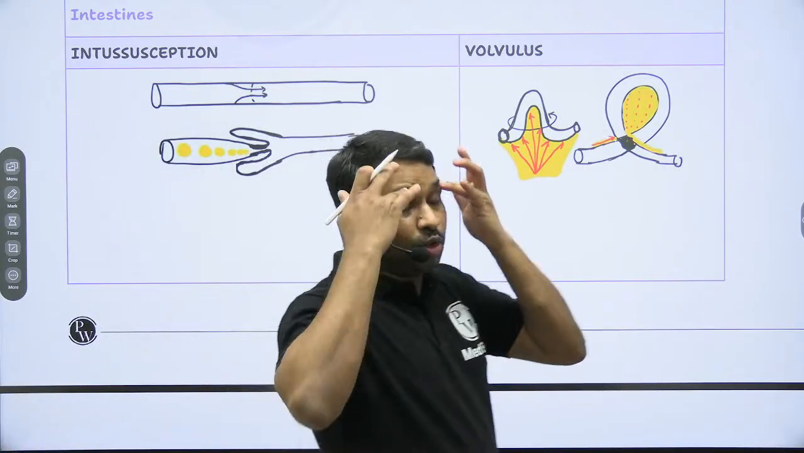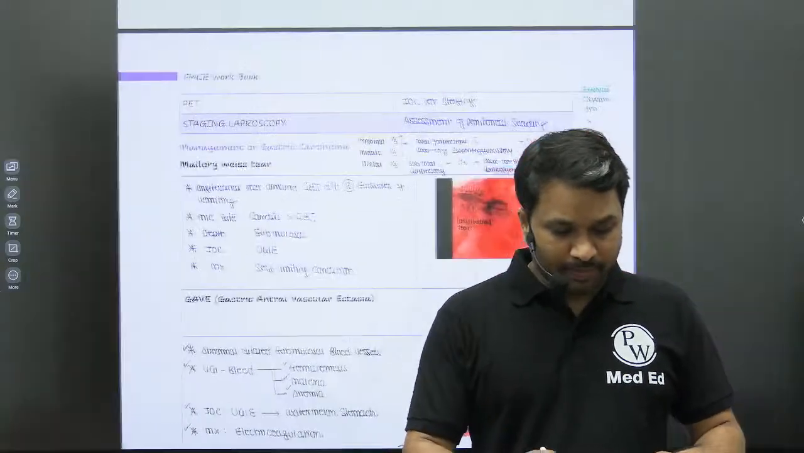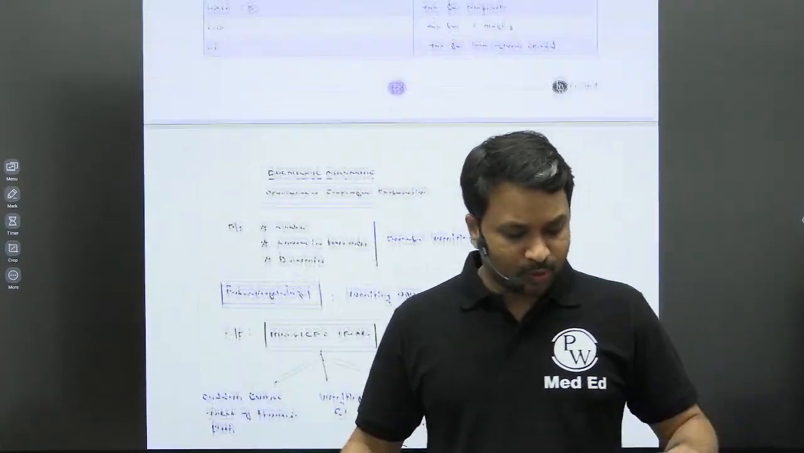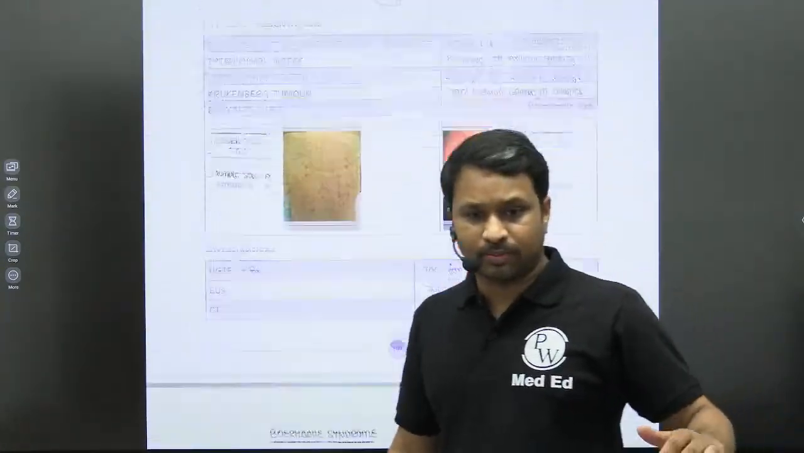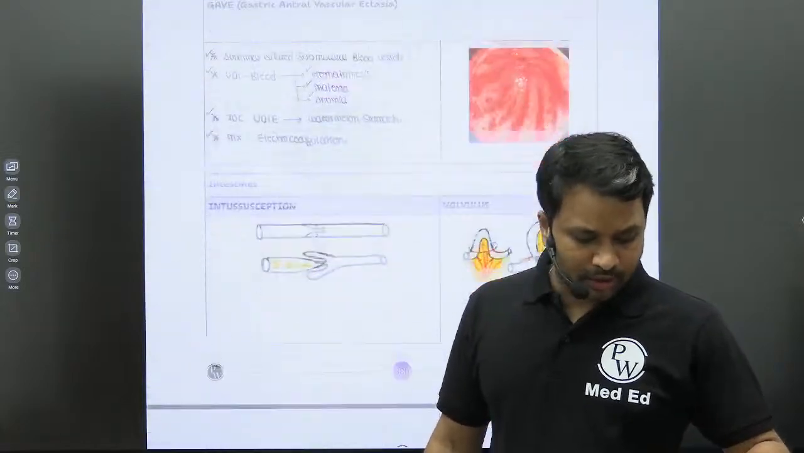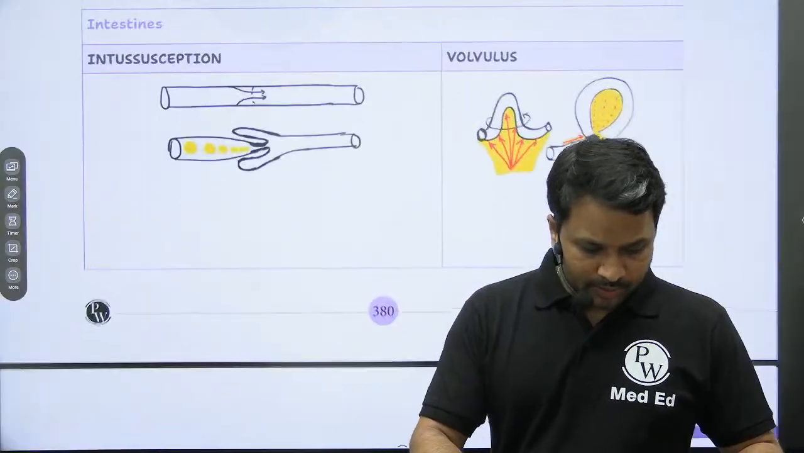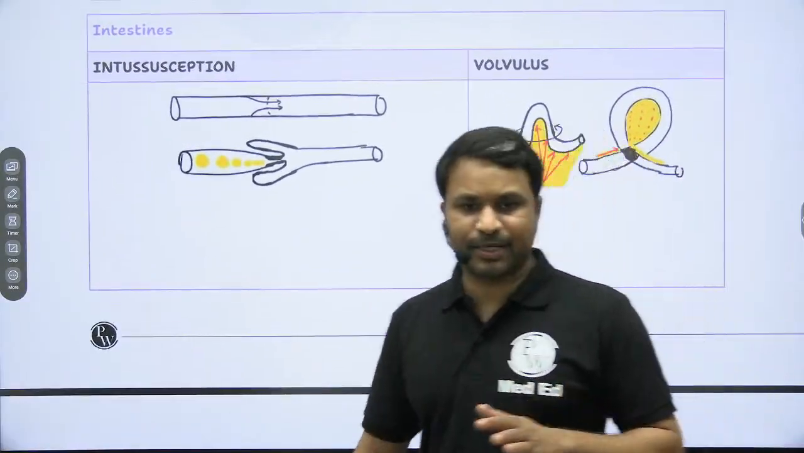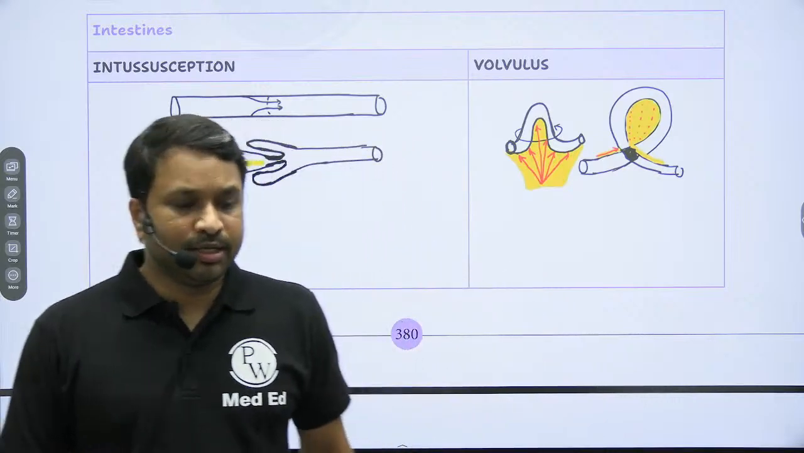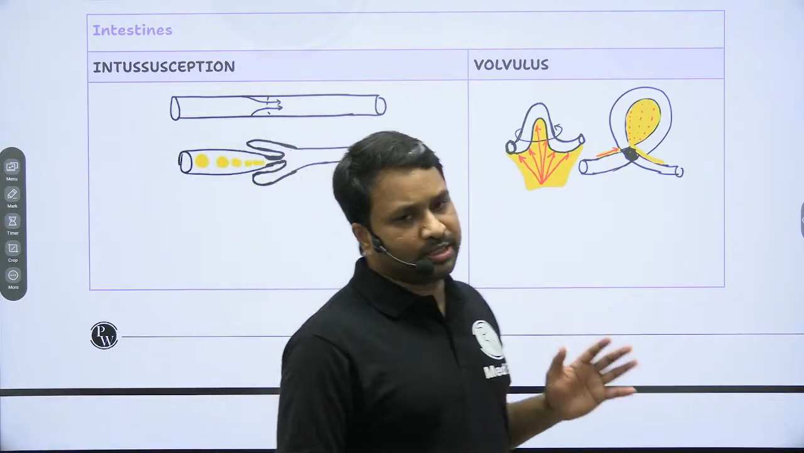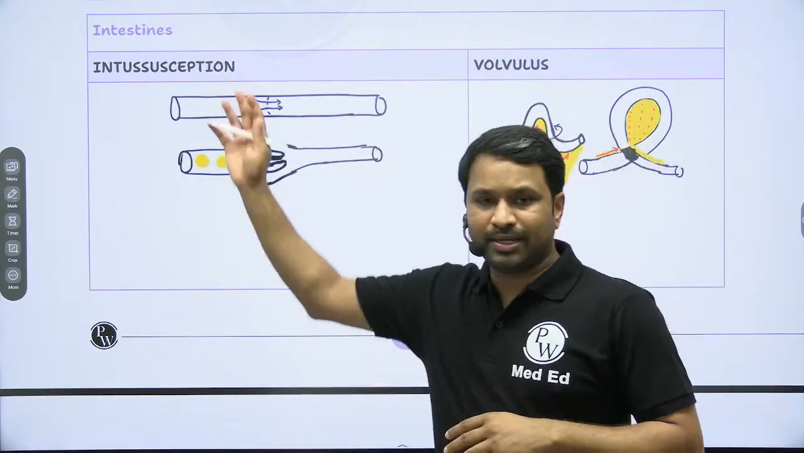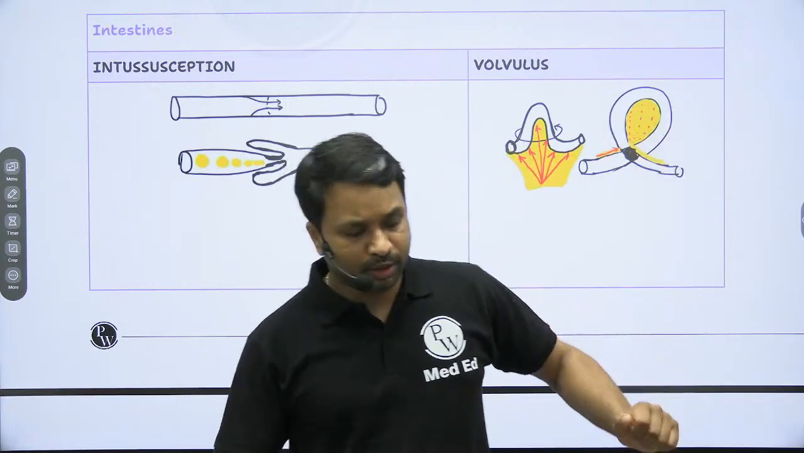So until yesterday, we spoke about peptic ulcer disease, Boerhaave syndrome, and upper GI bleed, all that. Now, we'll be talking about a few important topics in the intestine, especially intestinal obstruction. In intestinal obstruction, we have two concepts or two diseases that we'll be talking about. One is intussusception, another one is volvulus.